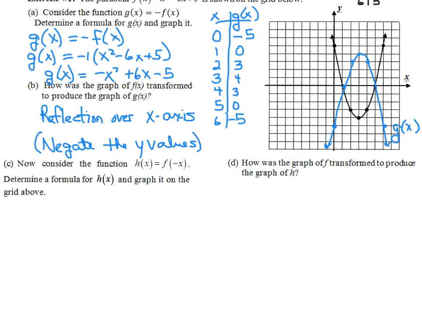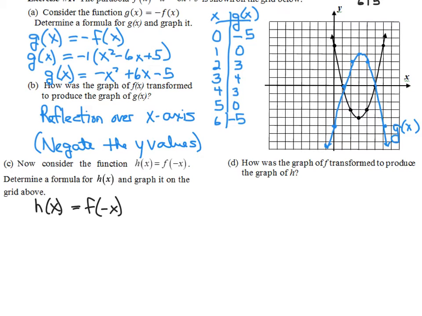Now let's look at part C. Consider the function h of x, which is equal to f of negative x. We want to determine a formula for h of x and graph it on the grid above as well. So let's do the formula first of all. So if we want h of x, that's equal to f of negative x.